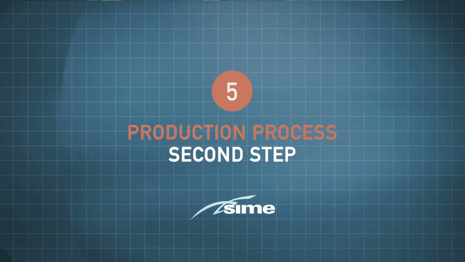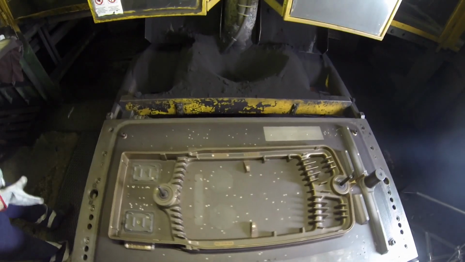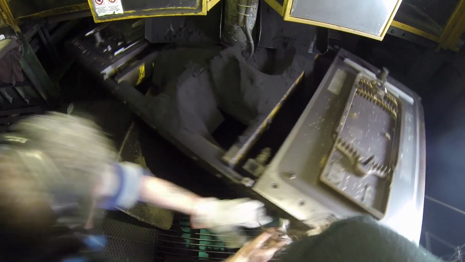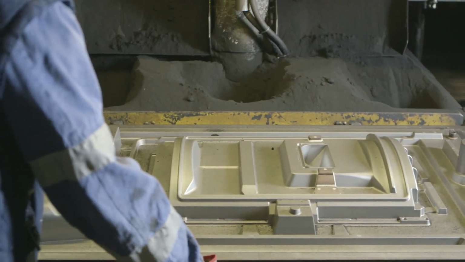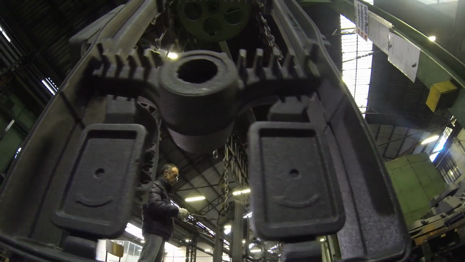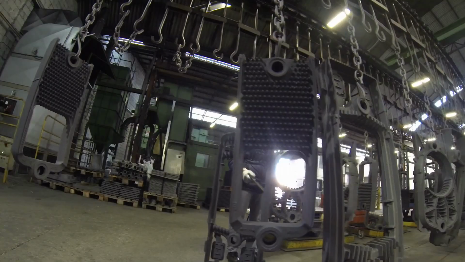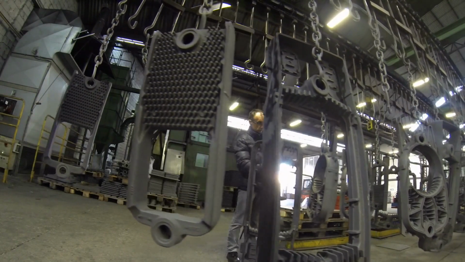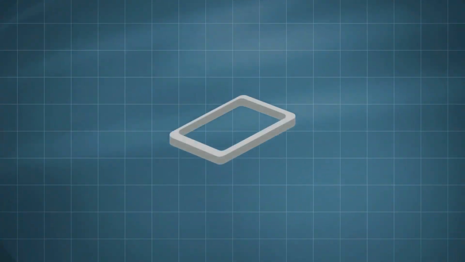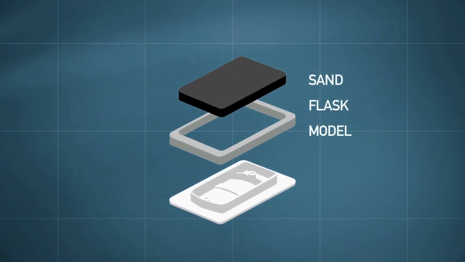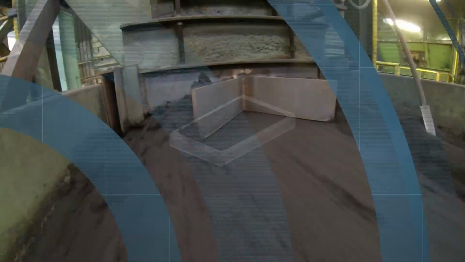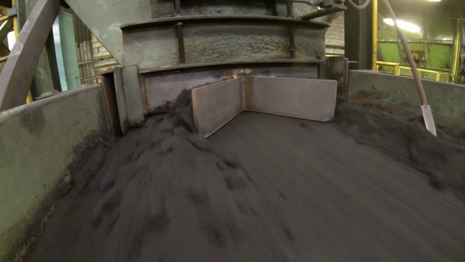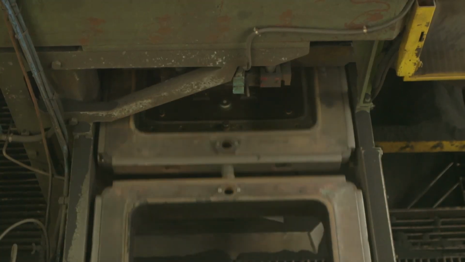The second step involves making a series of molds that the molten cast iron will be poured into. The sand molds can be reproduced in almost an infinite range of shapes. The shape of the cast iron piece is achieved by the impression the pattern leaves in the sand. The molded sand is contained in a metal frame known as a flask.